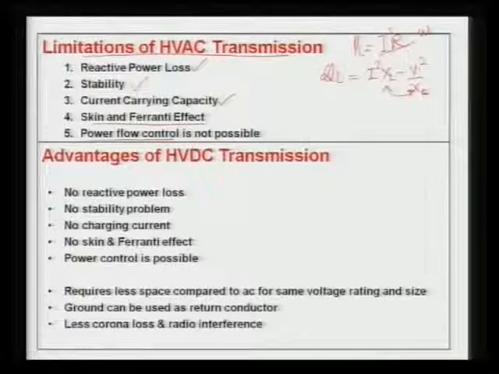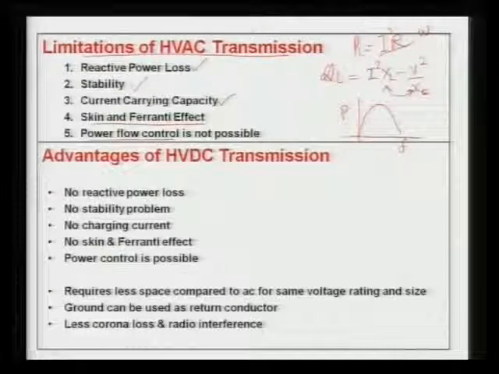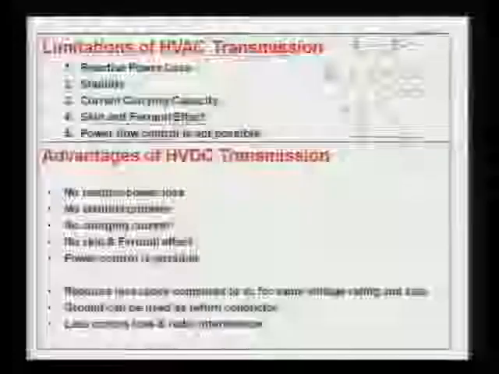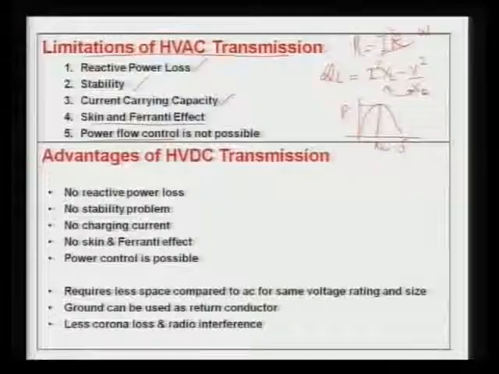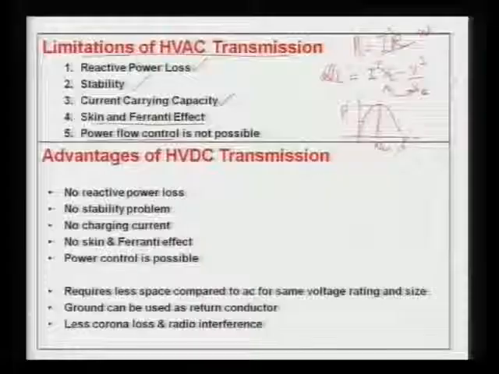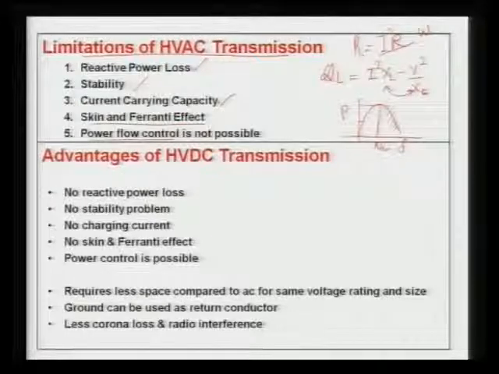To explain stability in a simple way, look at this P-delta curve. Delta is the angle, and P is the power flowing between the two nodes of the element. The maximum power that can be transmitted through the element is at delta equal to pi by 2, but we never go for this; we always go for a lesser value for various reasons. If there is some disturbance, then we can go into the unstable region. This is the unstable area and this is the stable one.